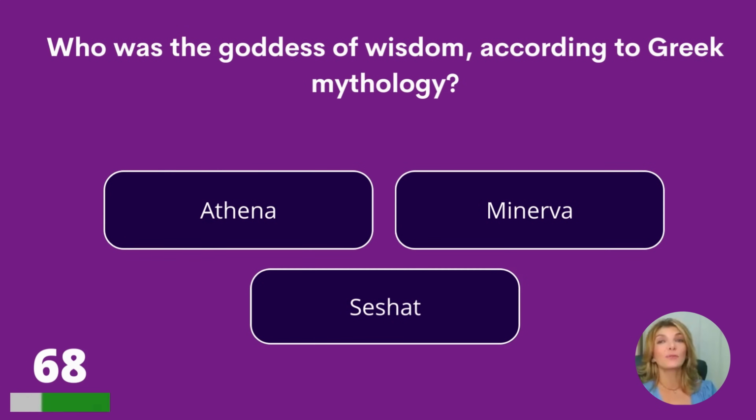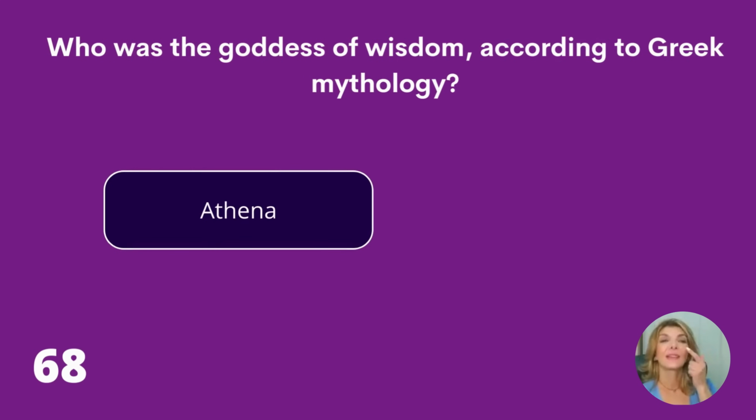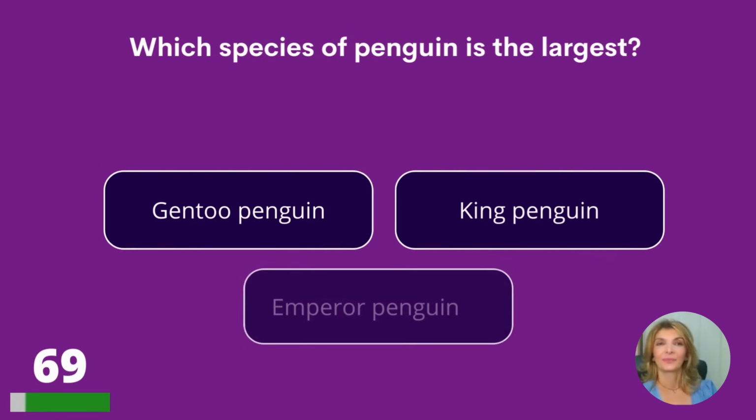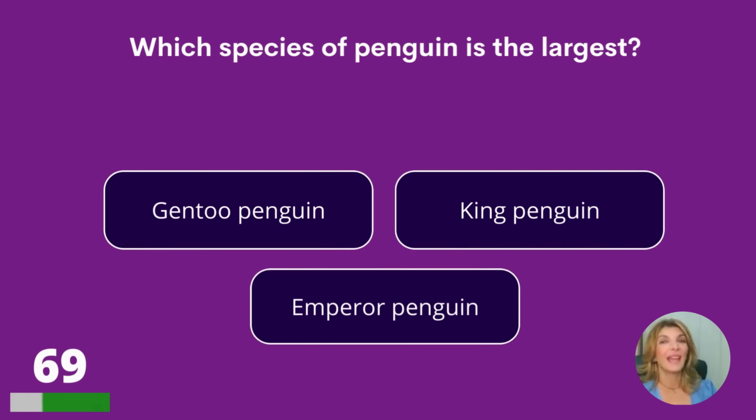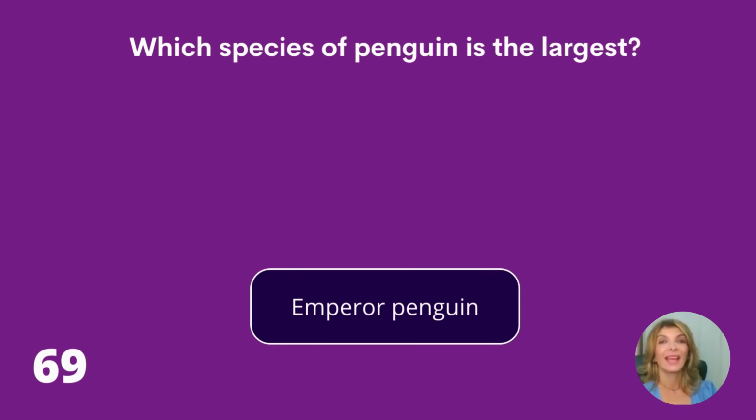Who was the goddess of wisdom according to Greek mythology? Athena, Minerva, or Seshat? Athena. Which species of penguin is the largest? The Gentoo penguin, king penguin, or emperor penguin? The emperor penguin.